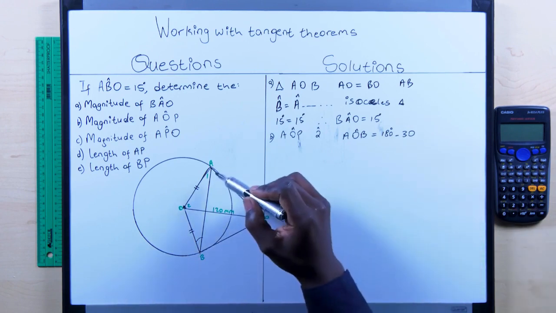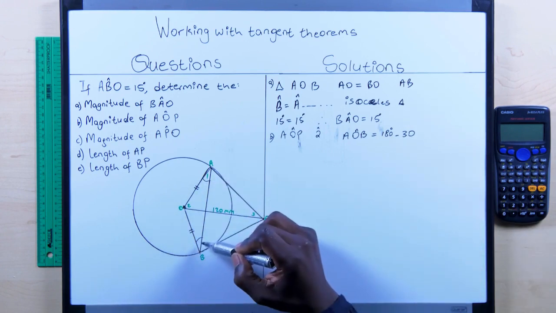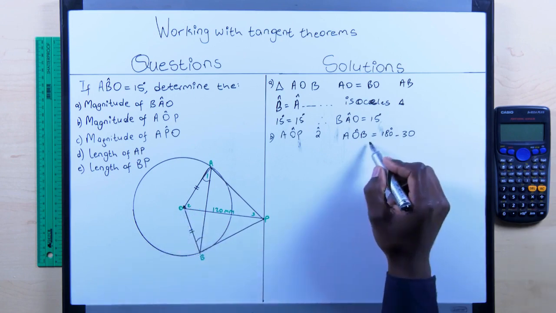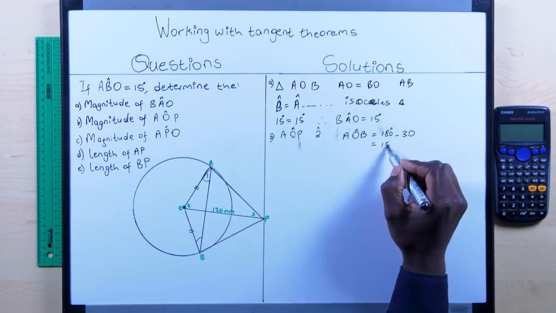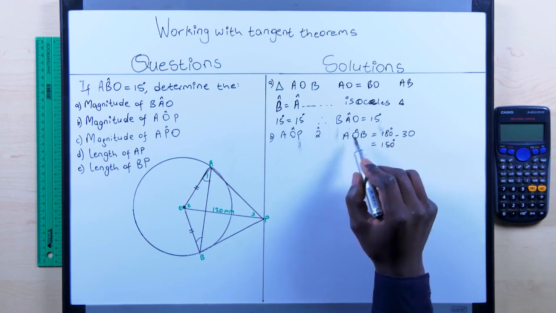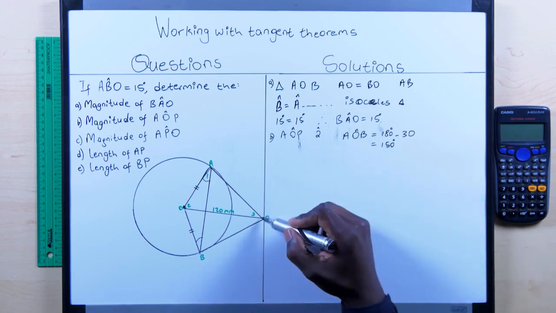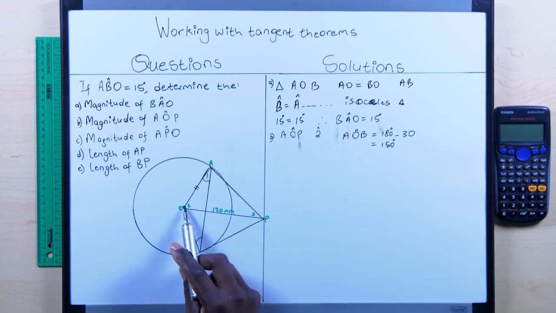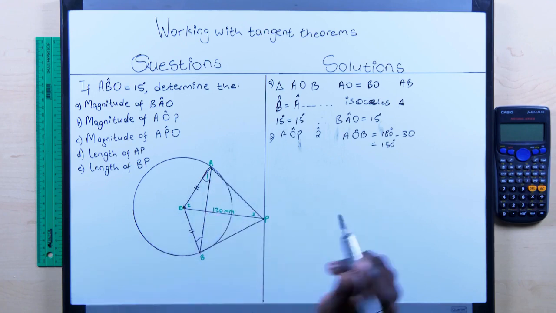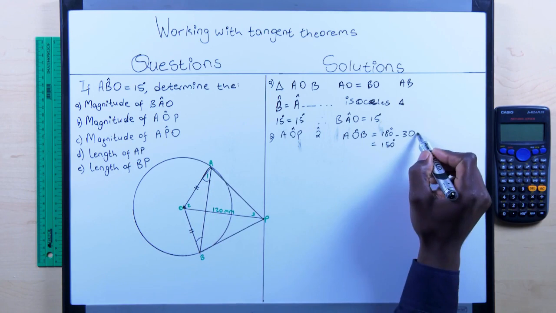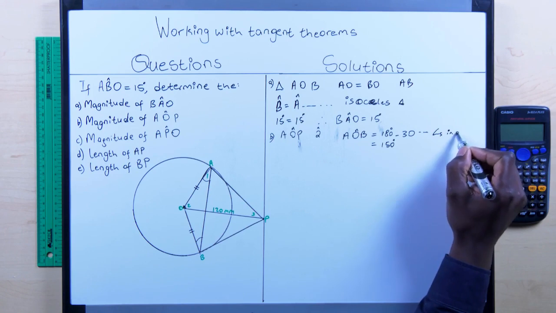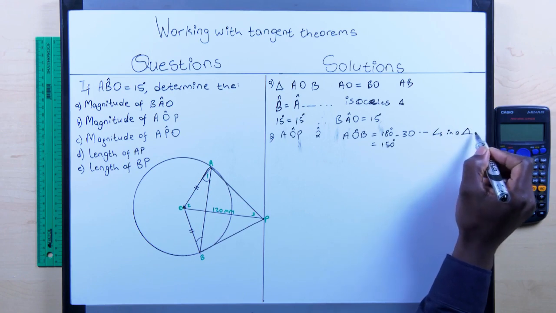Why 30 degrees? Because this is 15, that is 15, which means that this angle will be 150 degrees. But this is just angle AOB, which is going to help us to get to this angle. So we know the magnitude of this angle. Now we need to know the magnitude of that angle. The reason is that angles in a triangle sum up to 180.